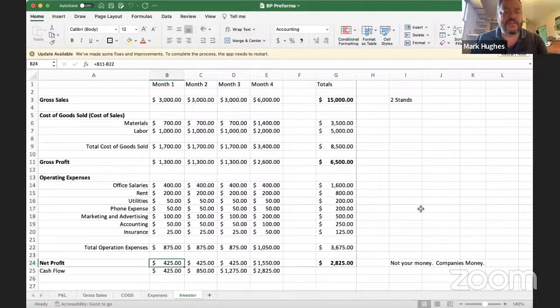But if you pay yourself like an employee, it is expenses, not profit.